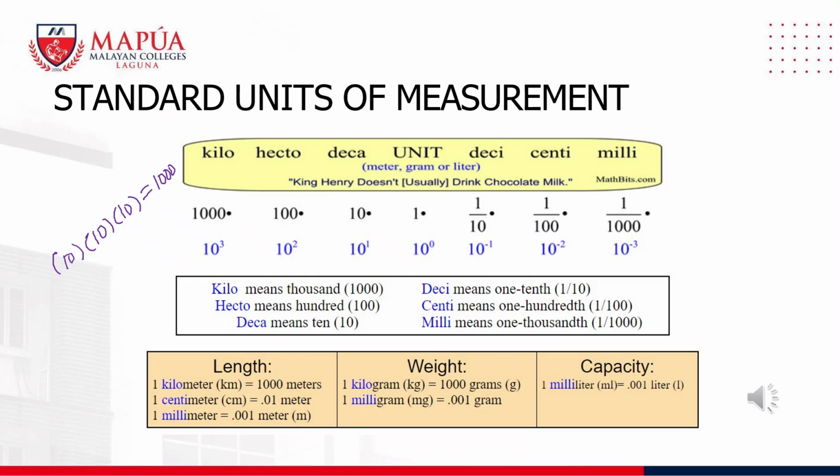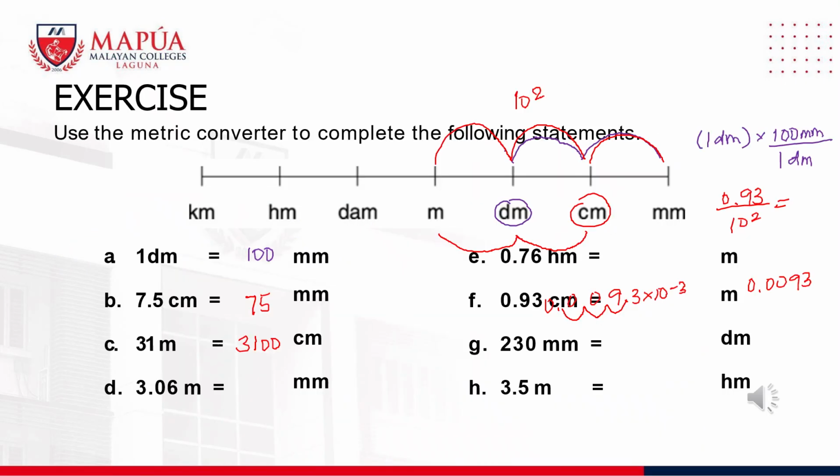So if we speak of kilo, that means 1,000, and that can be expressed in terms of scientific notation, 10 to the 3, and so on. Then we have the unit of length in terms of kilometer, centimeter, millimeter, and so on. For the weight, we have kilogram, milligram, and so on. Then capacity is normally expressed in terms of ml or milliliter, or sometimes liter. Then we did some exercises converting one unit to another.